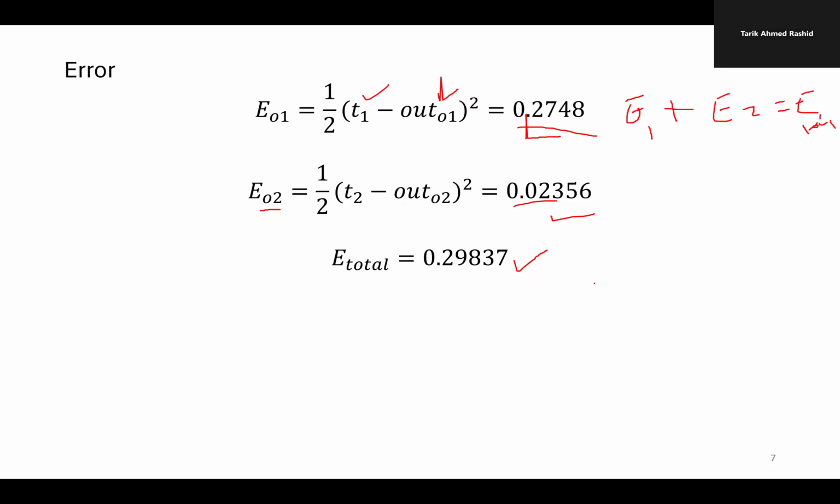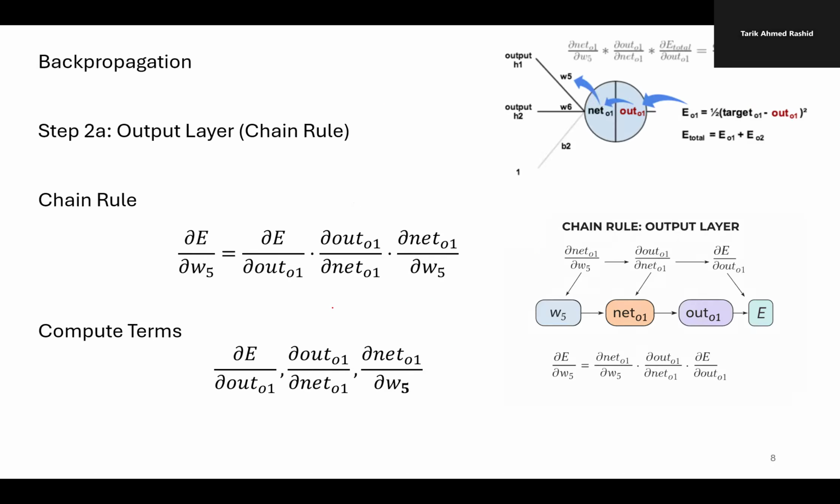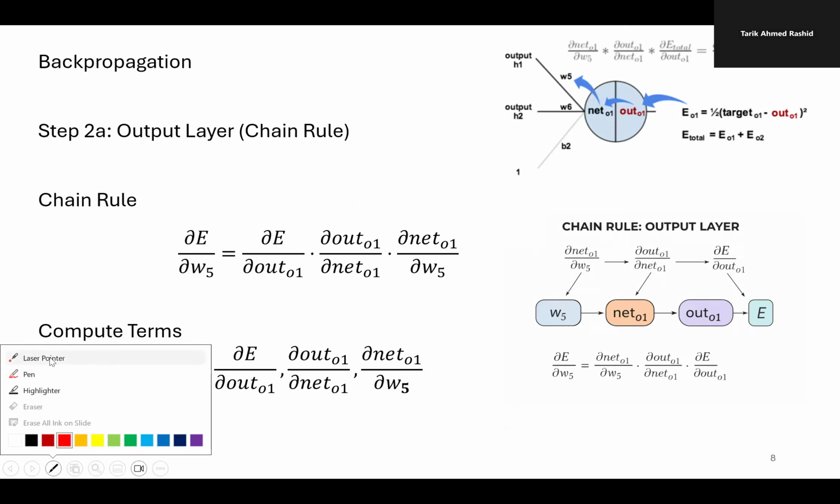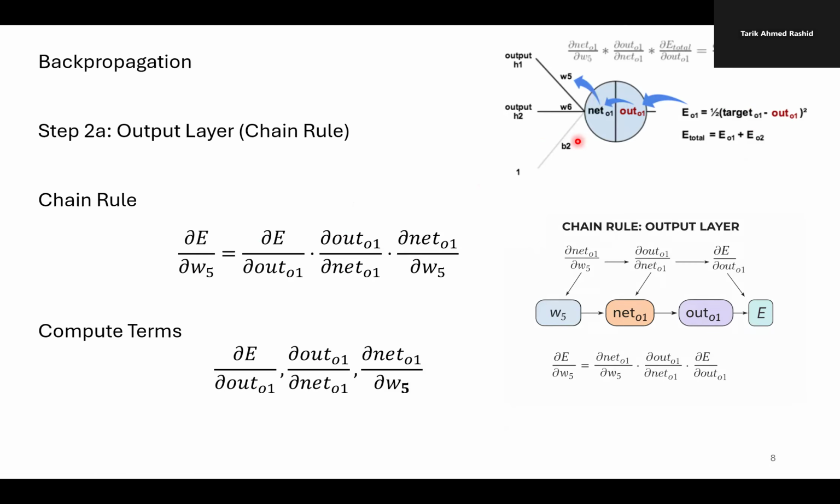E total. Now we do backpropagation. Now this is very important, the backpropagation. Here the backpropagation is done in this way. We have the output neuron. Okay, so the error found, that error delta E over delta out, and delta out over delta net, and delta net over delta W5.